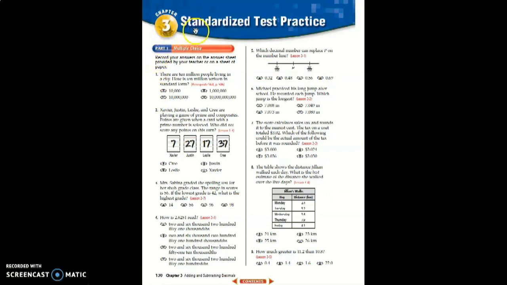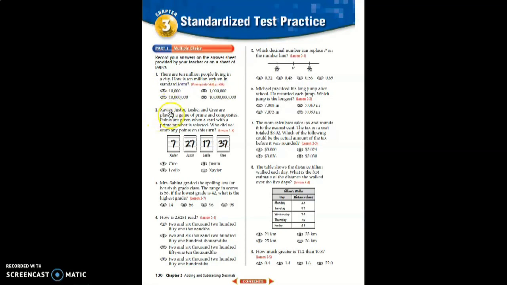Chapter 3 Standardized Test Practice. Part 1. Multiple Choice. Record your answer on the answer sheet provided by your teacher or on a sheet of paper. 1. There are 10 million people living in a city. How is 10 million written in standard form?